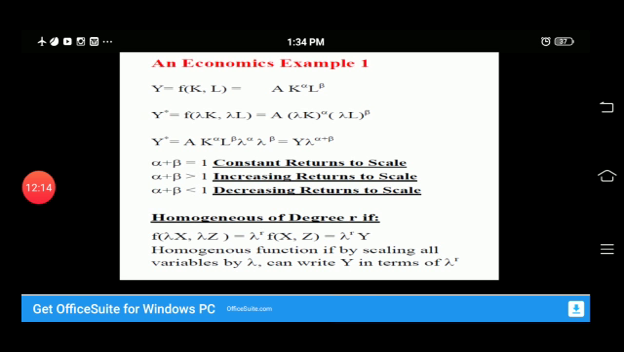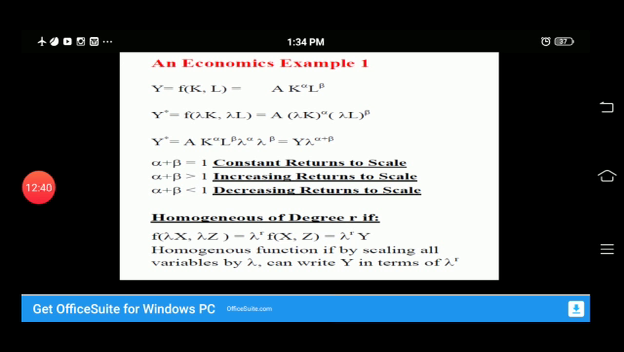Look, this is an economic example 1. Y means output over here. This is the Cobb-Douglas production function. Output is a function of capital and labor. A capital alpha, labor beta. So y star is a function of lambda K and lambda L raised to power alpha and beta.